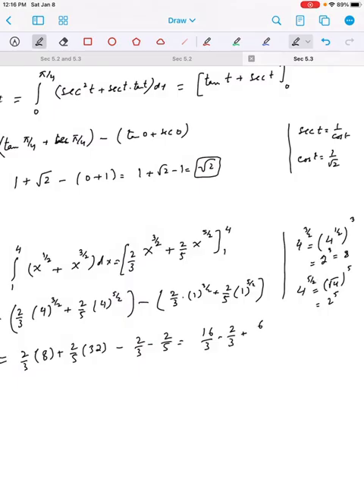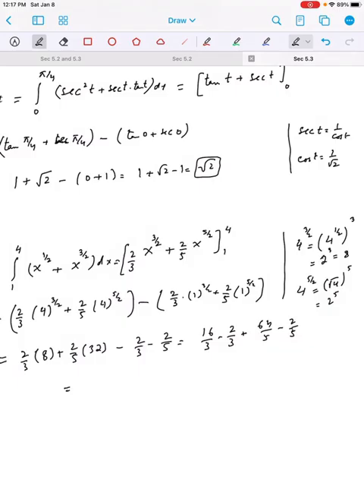So take out a calculator and do your calculations and you get your answer. So what is the answer? Let's see. I end up getting 256 over 15.